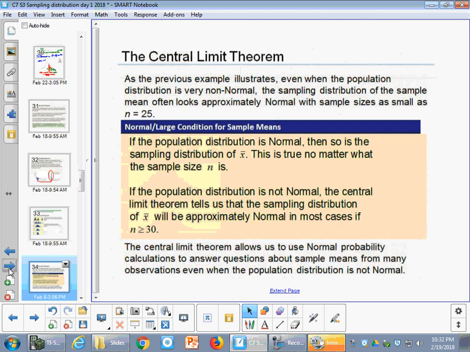How big is big enough is a good question, and in most cases, they're going to say that n has to be greater than or equal to 30. So 30 seems the key.